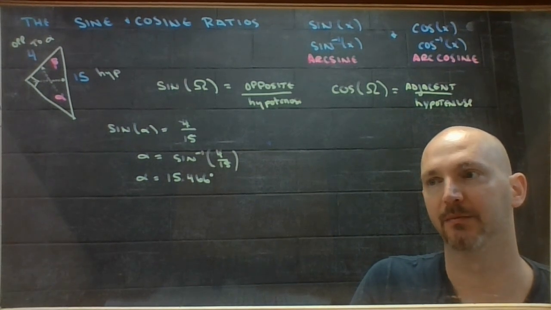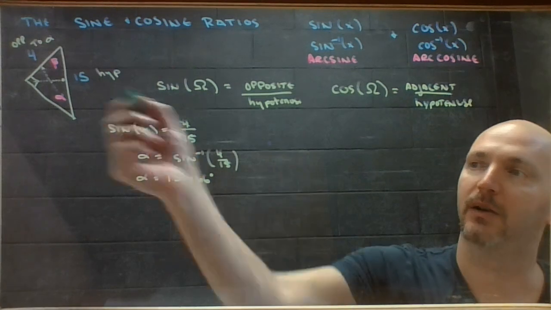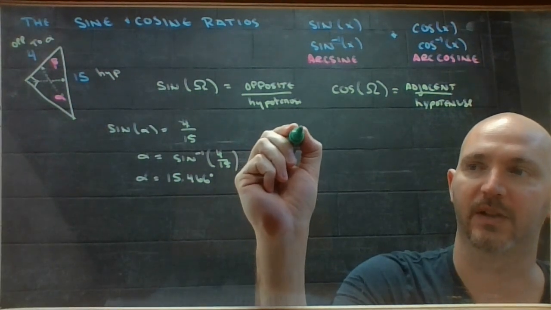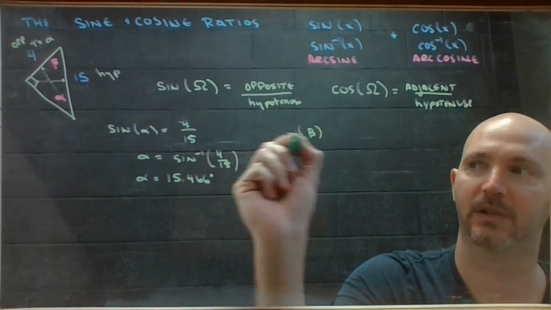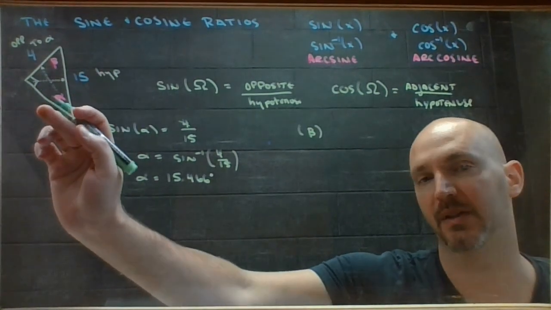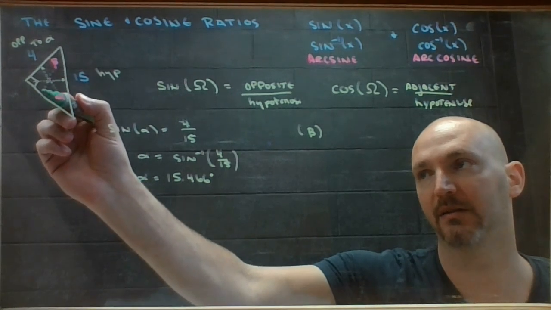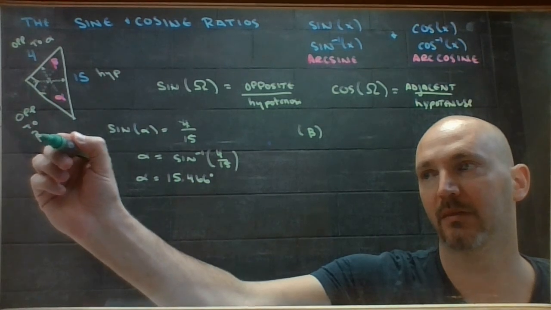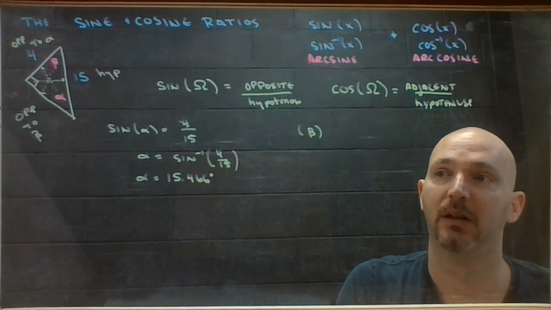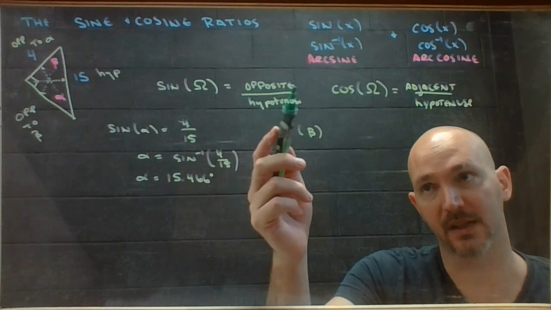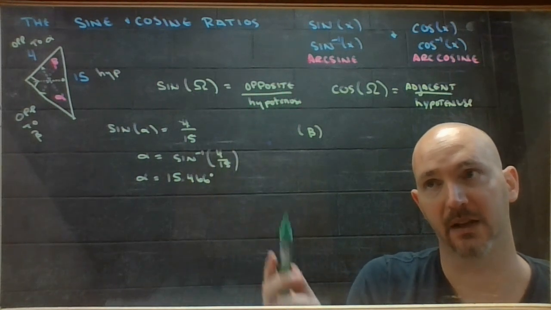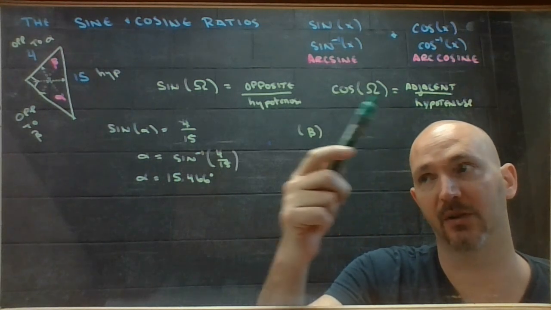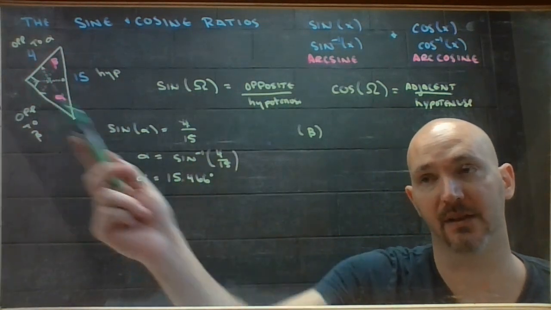All right. Now, if I go to do beta, so I'm going to try and solve the beta angle. Notice that I don't have the opposite side. If I look across, that's my opposite to beta, and it's blank. So I'm not going to be able to use the sine ratio for beta because I don't have the opposite side. I'm going to have to use the cosine ratio because I do have the adjacent side.